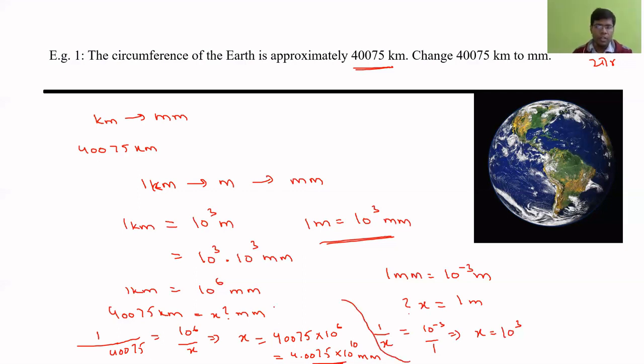So what we have done is, instead of converting directly kilometers to millimeters, this is also possible. You can directly convert kilometers to millimeters also, but sometimes if we are doing it for the first time, it may be a little confusing. So that's why I would recommend that first you convert the kilometers to meters and then you convert the meters to millimeters. And that's how we have done.